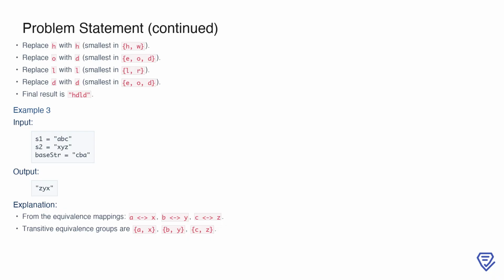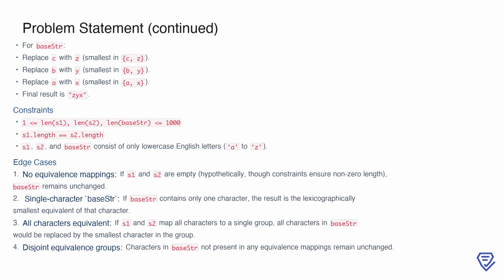Let's consider one more example to reinforce the concept. This time, s1 is "abc", s2 is "xyz", and baseStr is "cba". The equivalence relationships from s1 and s2 give us mappings: A to X, B to Y, and C to Z. In the third example, the equivalence mappings form disjoint groups, {A, X}, {B, Y}, and {C, Z}. To transform baseStr, we replace each character with the smallest in its equivalence group.